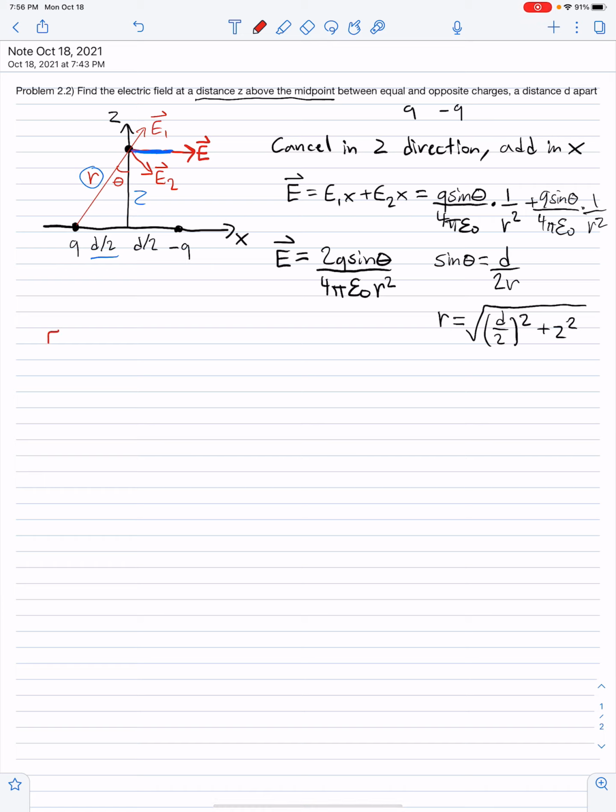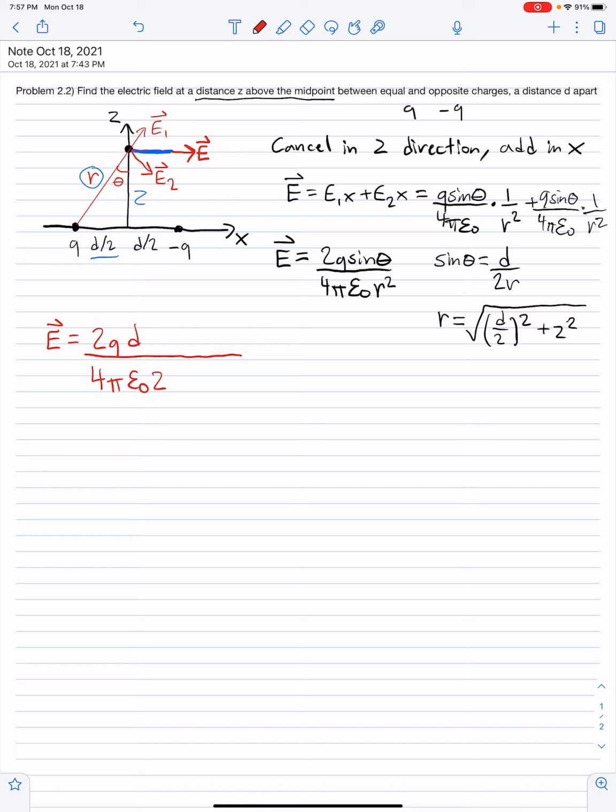So then we can go here, I'll write this out in red, our final answer here, not with an eraser. So our electric field is equal to 2q times sine theta, which we actually just saw is d over 2r. So we'll have 2qd, our 2r will go in the denominator here. And we'll have our 4 pi epsilon naught, and we need to put in that 2r.